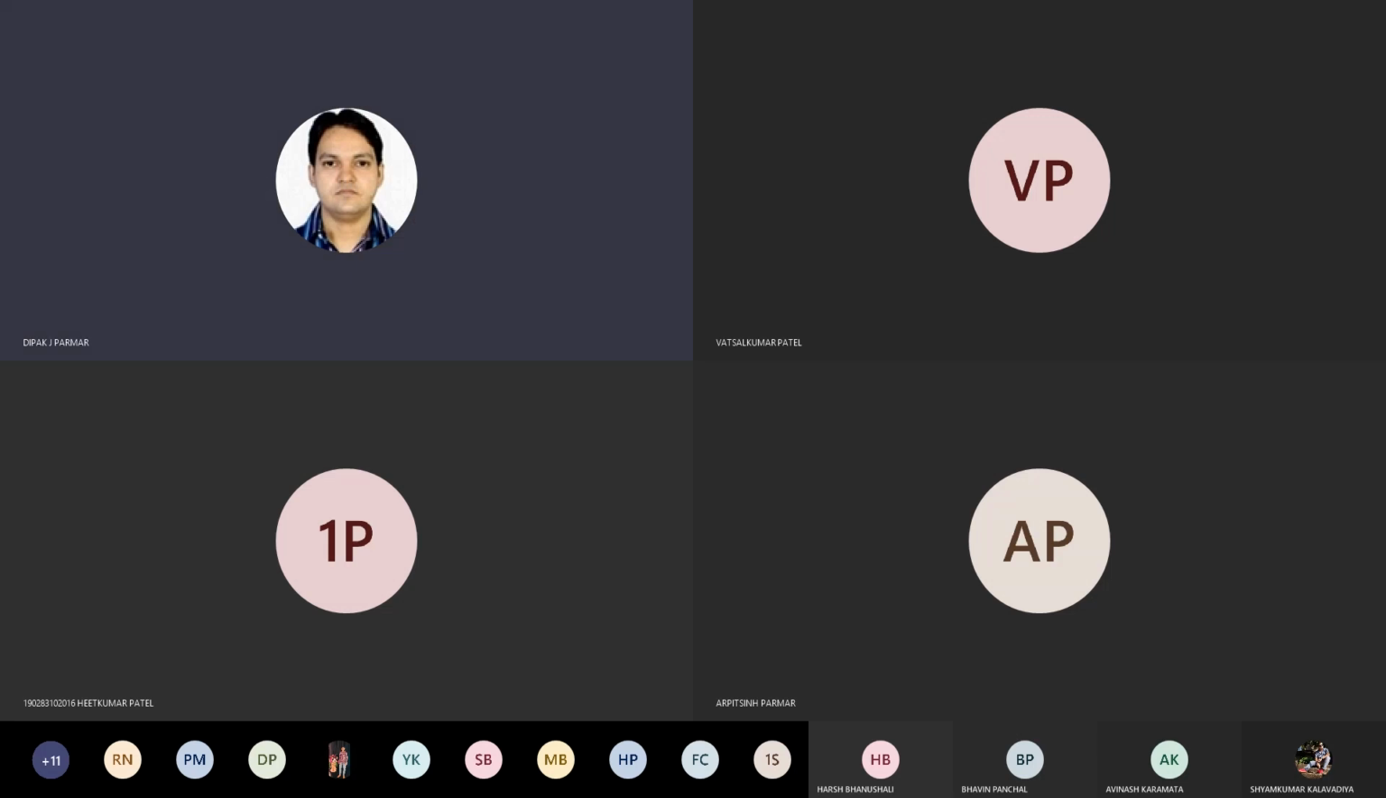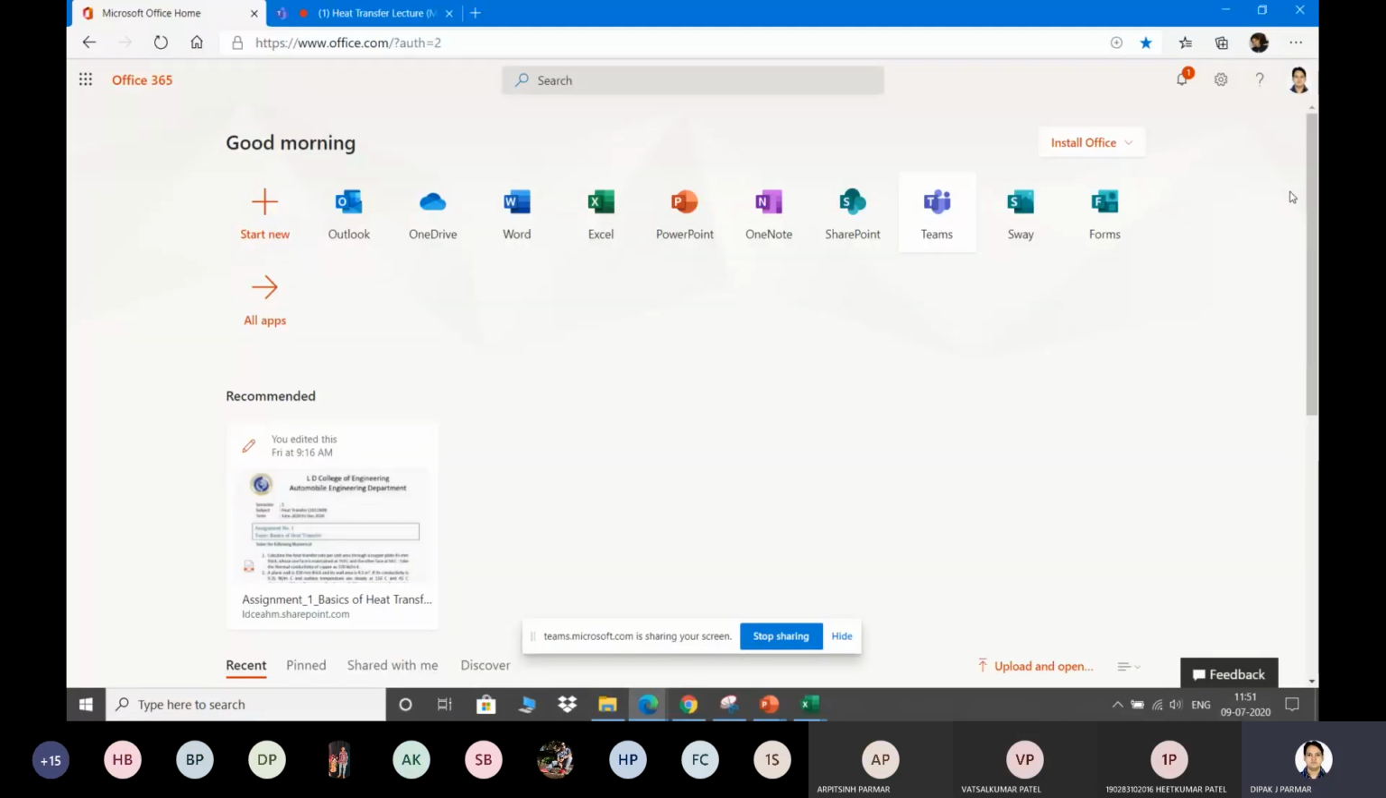I hope the office.com home page is visible to you. Yes, sir. Okay. So you can use your credential for Microsoft Teams. You can open the website office.com, and once you open this, it will ask you to sign in. When you sign in, you use your Microsoft account and password. This page will open.